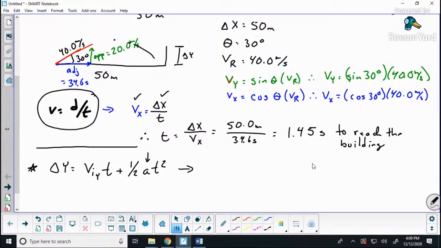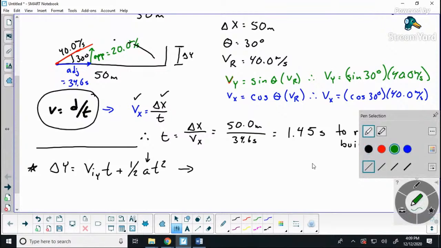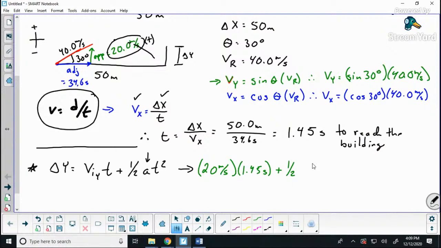My velocity in the y is what we solved for previously. So that is my 20 meters per second. I know that it has 1.45 seconds in which to travel, plus, now in 1/2, and acceleration due to gravity is downwards. And this is another key point. This velocity of 20 meters per second, that's in the positive direction if we define upwards as positive, downwards as negative.